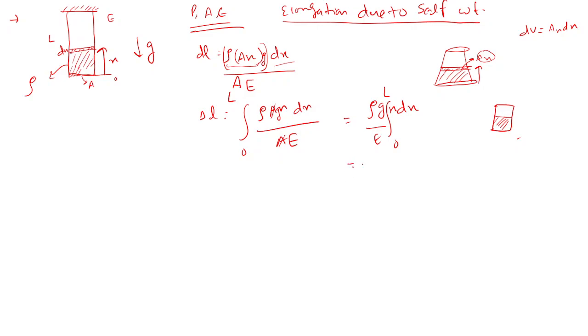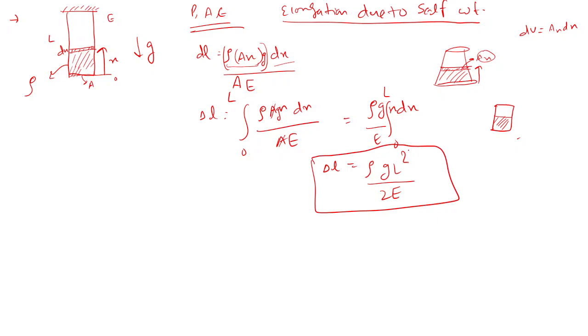Yes. So when we integrate this, it will become rho g L square by 2E. L square by 2 will come. So it will become this.